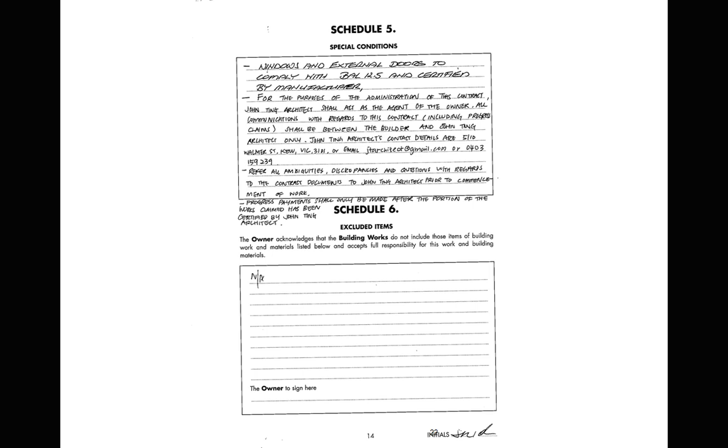Refer all ambiguities, discrepancies, and questions with regards to the building documents to John Ting Architect prior to commencement of work. So I don't know whether this is going to create any arguments between Richard Choi's siblings, but basically it's pretty clear that everything has to go through me, or through my firm, and that the builder is not going to have any direct communication with the client without my agreement.